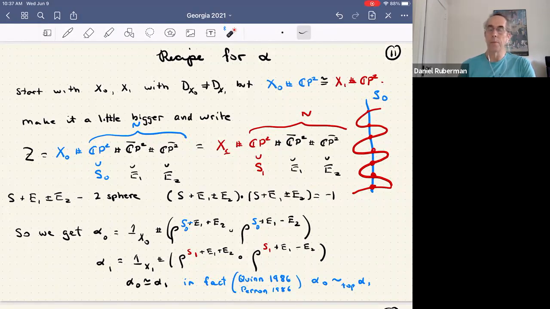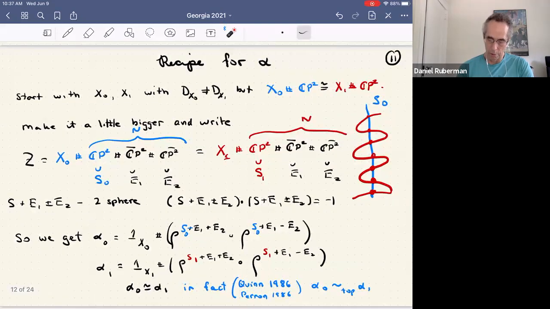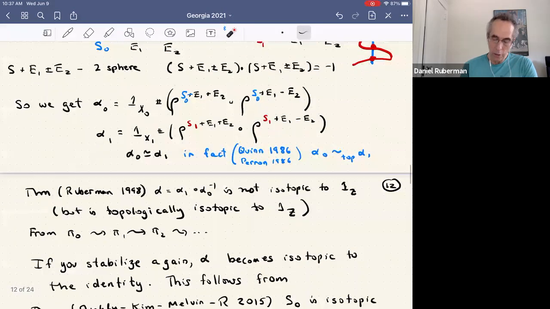So because of the way I've set it up, the alpha 0 and alpha 1 are actually homotopic, and great theorems of Quinn and Perron from the mid-1980s say that, in fact, those diffeomorphisms are isotopic to one another. Or if you like, the composition of one with the inverse of the other is isotopic to the identity.